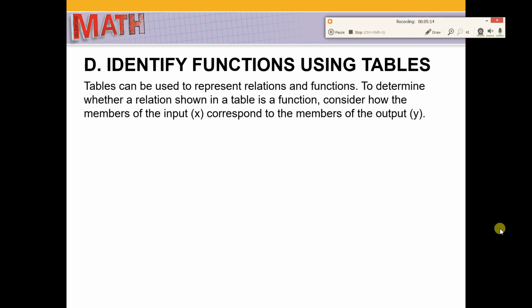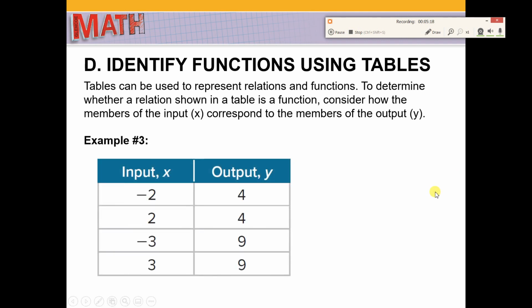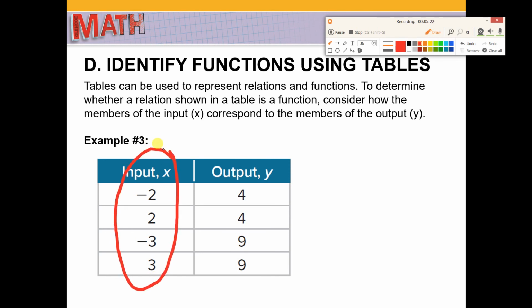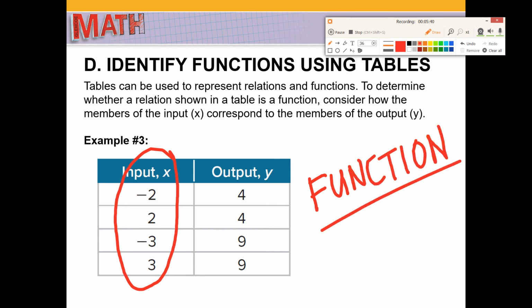Let's go to our next example, the third one. So we have this again. The same thing you have to do. Focus on the x values. Are these numbers different? -2, 2, -3, and 3. Yes, these numbers are all different from one another. So it means that this table is a function. Very easy, right?